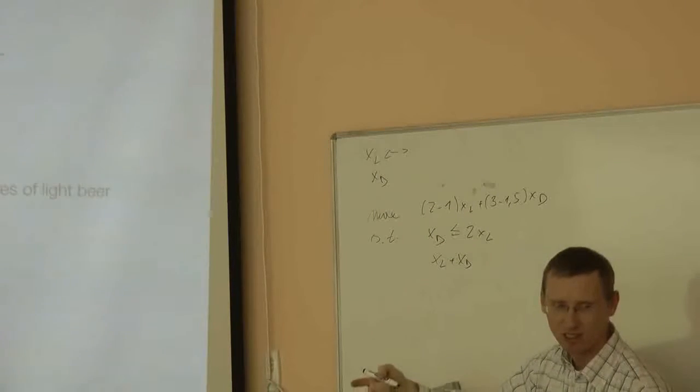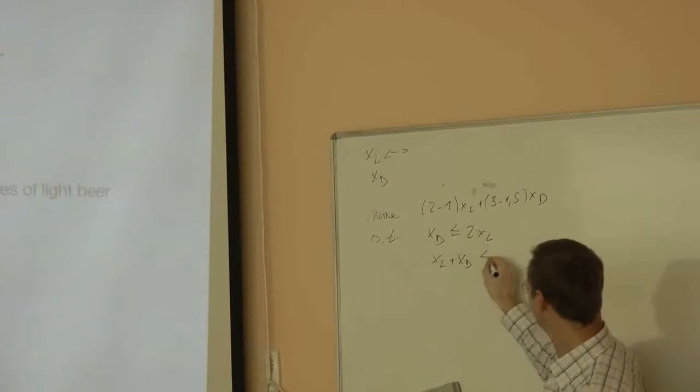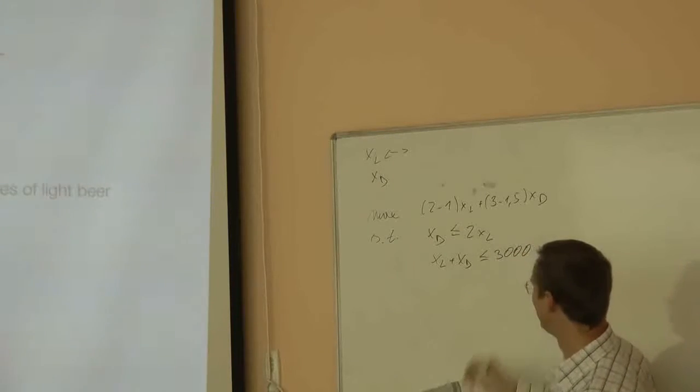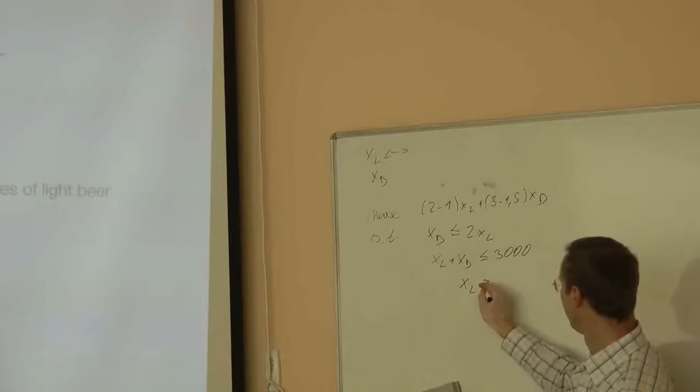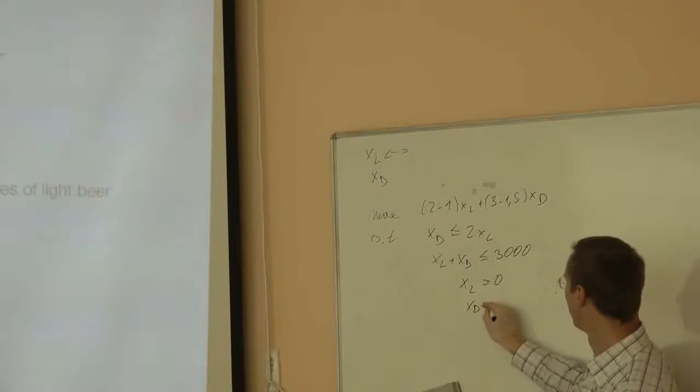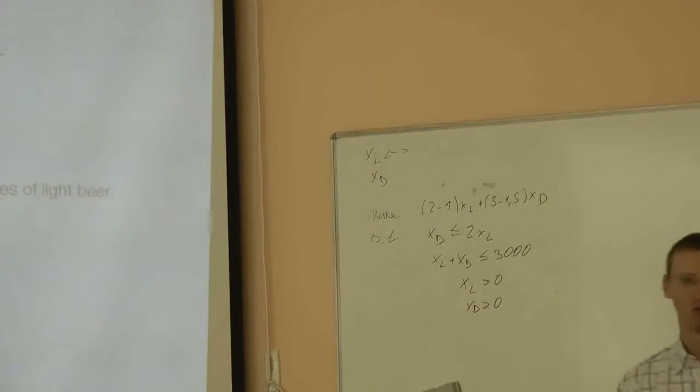At the most. So it's smaller or equal to 3,000, okay? And what we are not saying here, but it makes sense, is that we are only allowed to buy non-negative amounts of each beer. Okay?